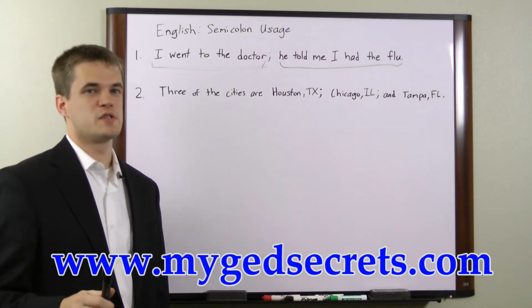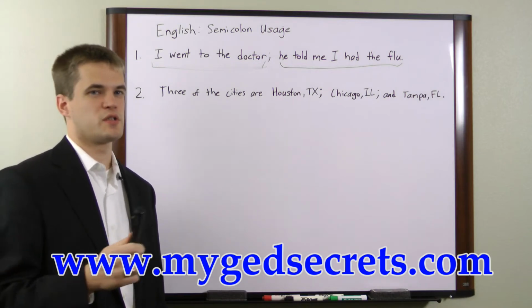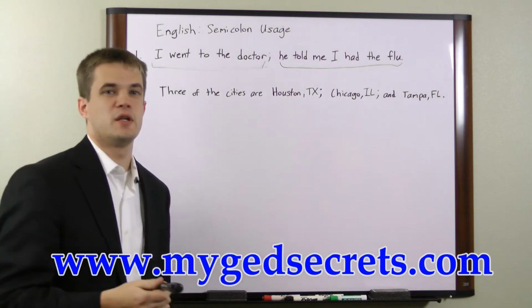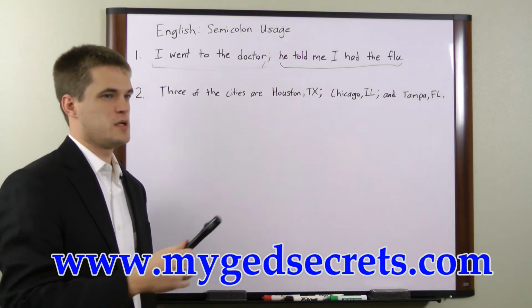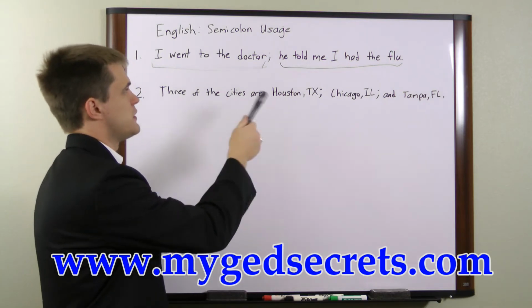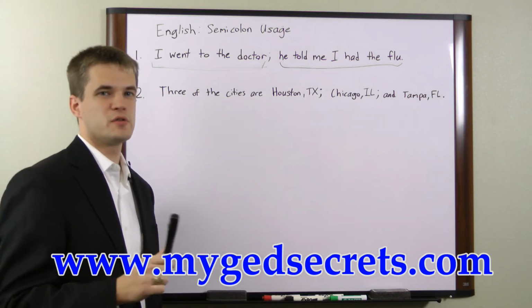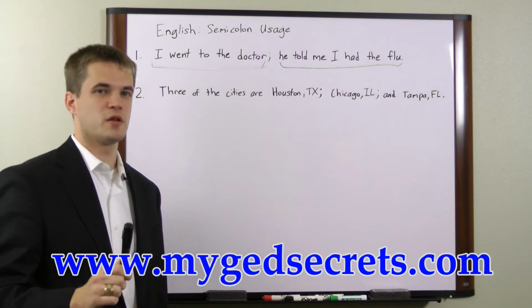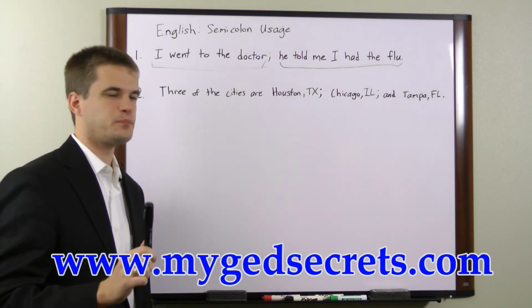You would not, for instance, be able to use a semicolon in a situation where your two clauses were "I went to the doctor" and "I scored a 99 on my exam," because they're not related in the same way that these are. So in order to use a semicolon to separate two independent clauses, the two clauses must be very closely related to one another.